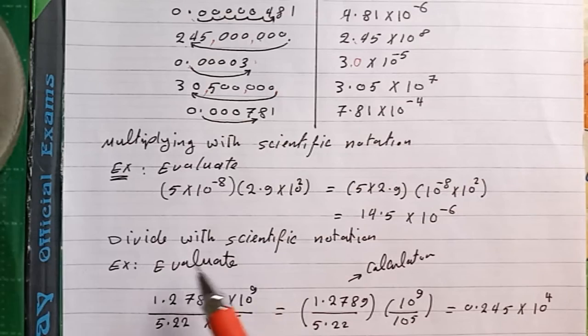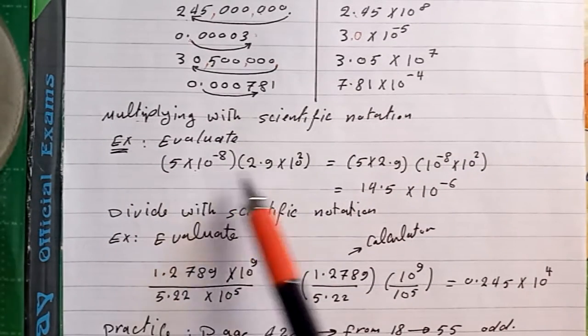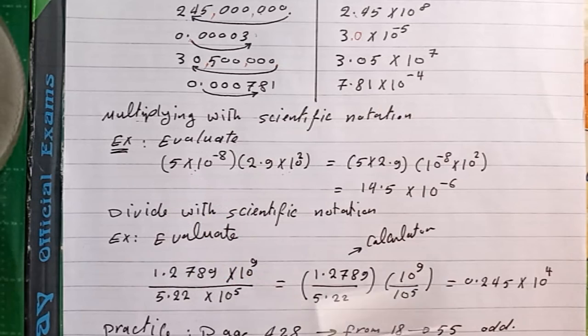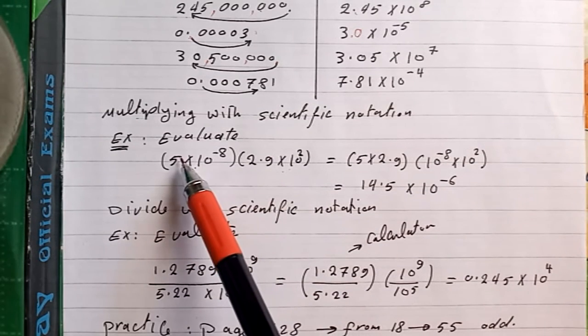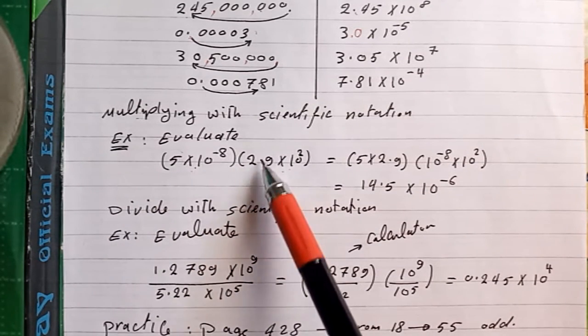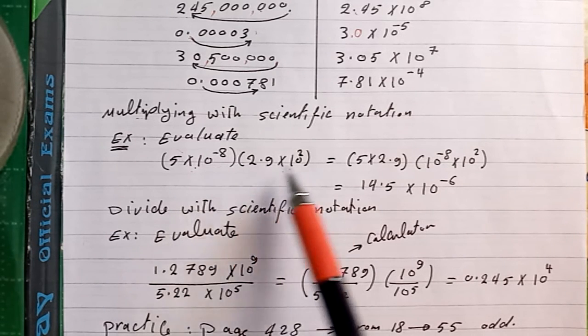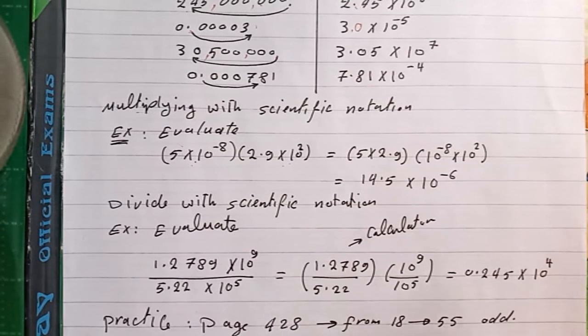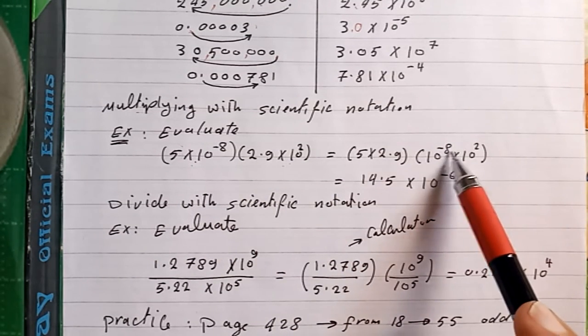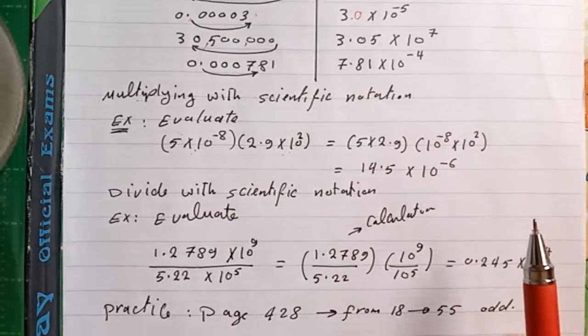The second part of the lesson is multiplying with scientific notation. How to multiply two numbers written in scientific notation. Just multiply the 5 times 2.9, it will be 14.5, and multiply the 10 power negative 8 times 10 power 2, which is 10 power negative 8 plus 2 equals negative 6.